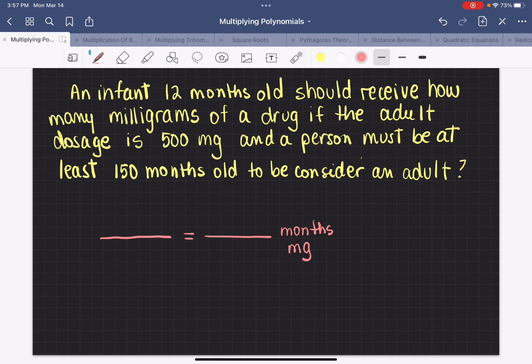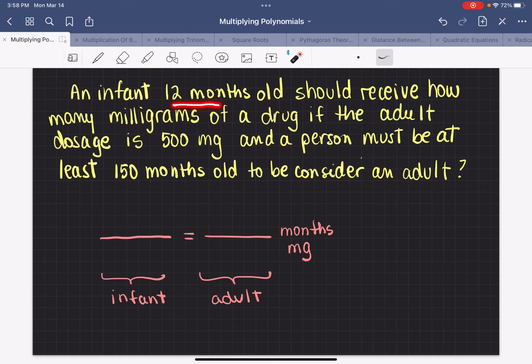And also here I have an infant and an adult. So I will also decide that whatever has to do with the infant, I'm going to write it here on the left side of the equal sign. And whatever has to do with the adult, I'm going to write it on the right side of the equal sign. So I'm going to start reading now.